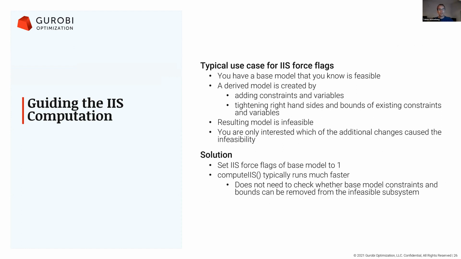And now what you are interested in is actually only why the base model got infeasible. So which of these additions were responsible for making the model infeasible? In this case, you would set everything that belongs to the base model to IIS force flag 1, so that Gurobi does not need to find out whether these constraints and bounds are part of an irreducible set. That means the compute IIS will then typically run much faster. And then, as a user, when looking at the IIS, you would just ignore the base constraints and base variables and only look at the additional constraints and variables.